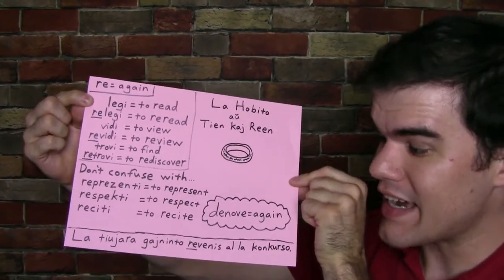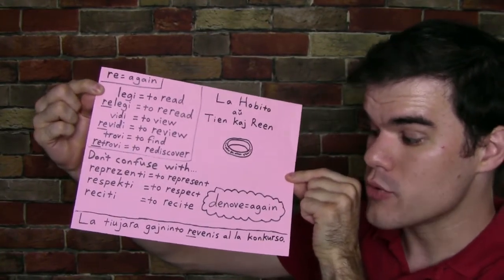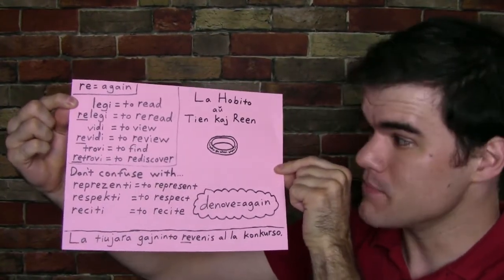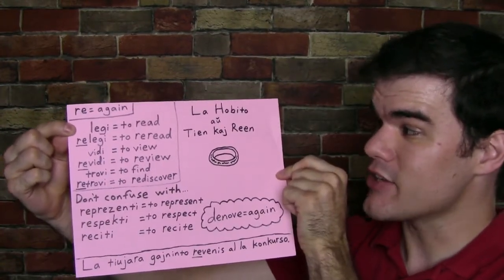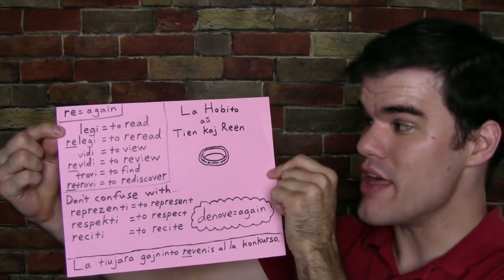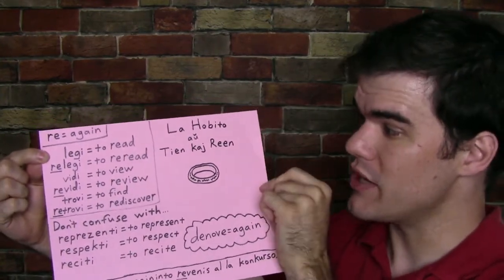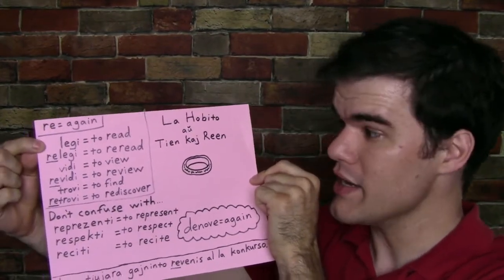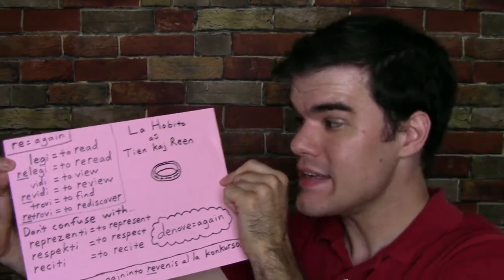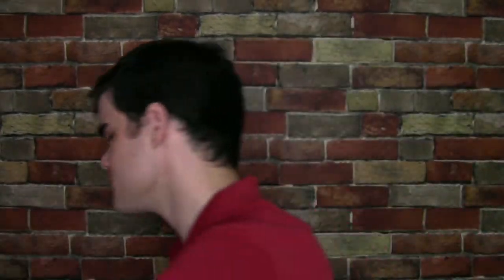La tiu jara gaininto revenis alla concurso. The winner of that year returned to the competition, okay? And up at the top here, notice la hobito autien kai reen. Okay, the hobbit, or there and back again. So back again is expressed with reen. The n at the end means motion towards, okay? So there, tien, and back to where we started, the reen, okay?